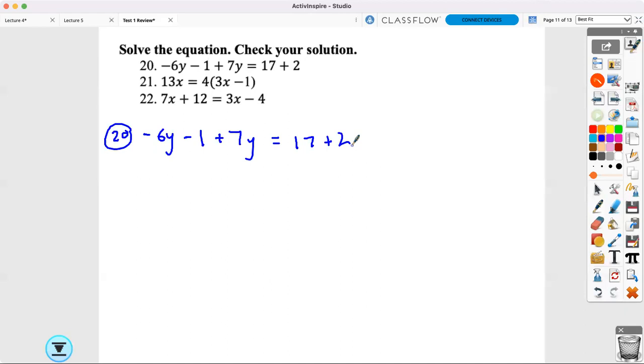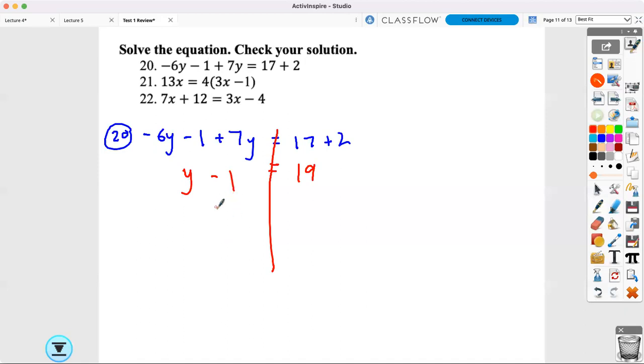All right, anyone want to share what we do for this problem here? So first draw the line on the equal sign, right? So what can we do on each side first before we manipulate it? We combine like terms. On the right side, 17 plus 2 gives us 19. On the left side, we can combine 7y minus 6y, which is just y, bring down the -1.